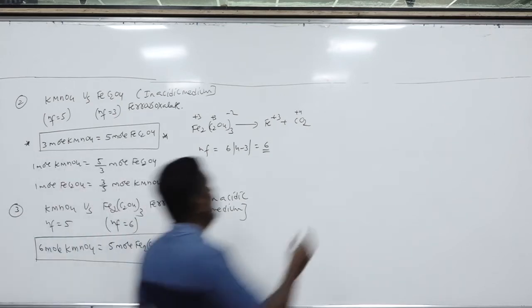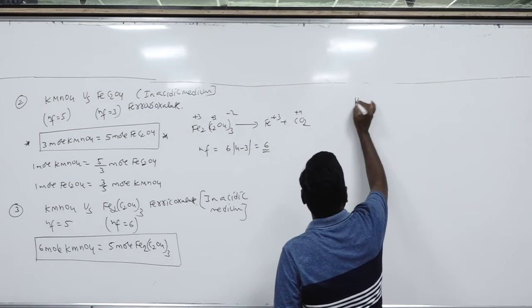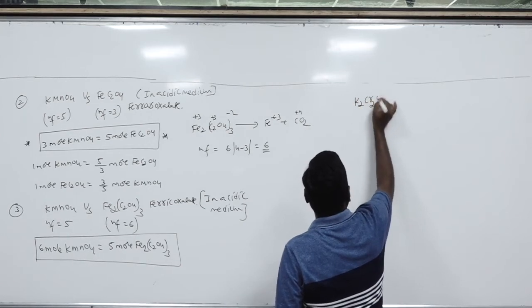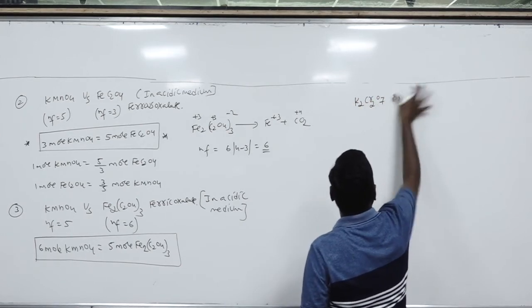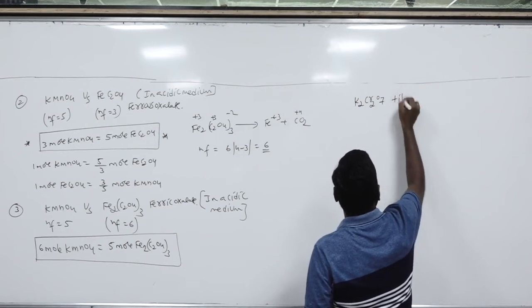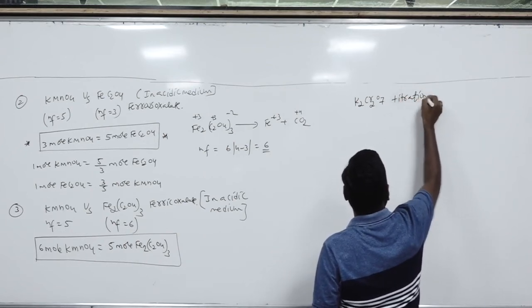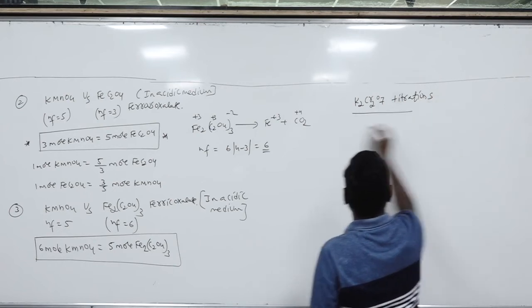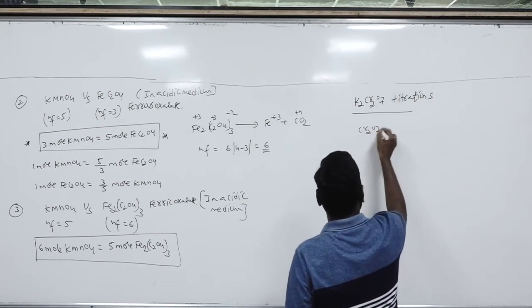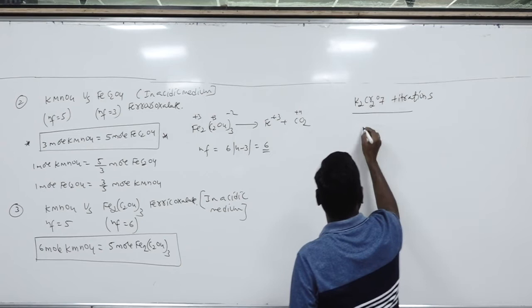Let's suppose I have potassium dichromate titrations. Now here the dichromate ion, Cr2O7 2 minus.